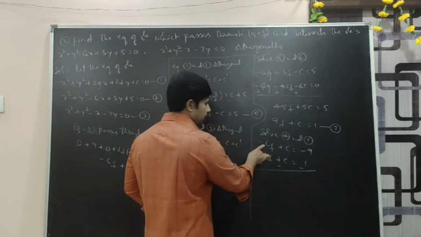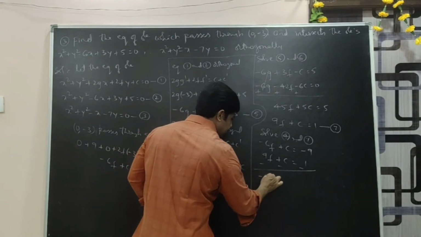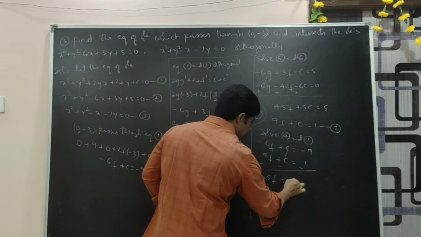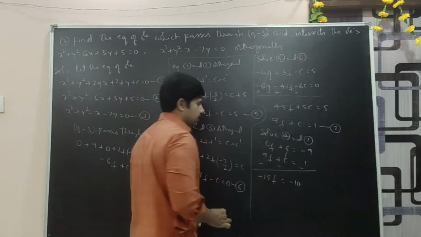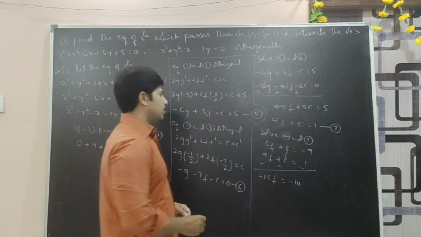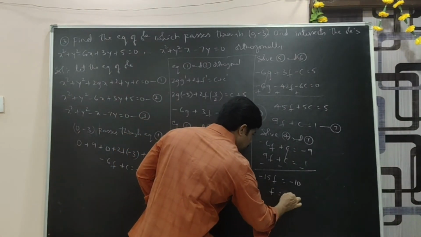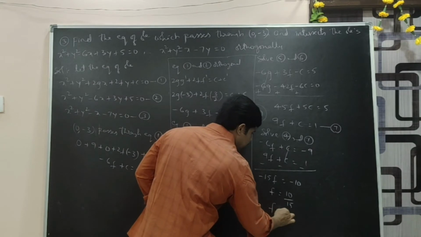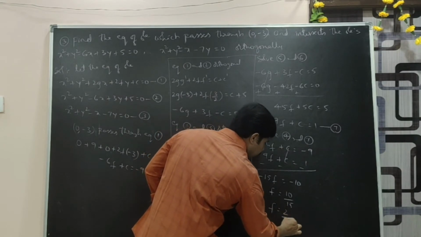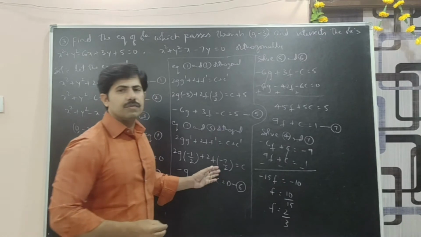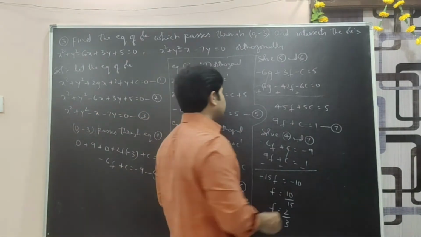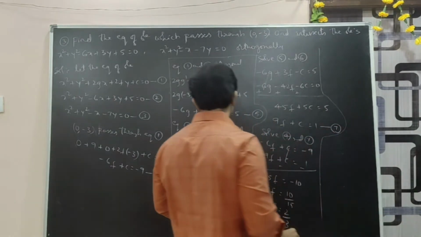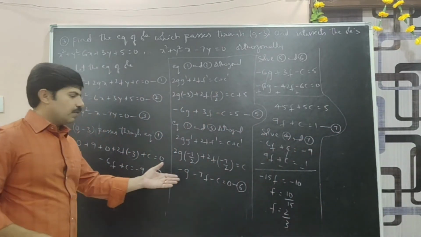So minus 6f minus 9f is minus 15f, plus c minus c cancels, is equal to minus 10. Now we'll get f value. So what is f value? It is 10 by 15. So f is equal to, 5 2s are 10, 5 3s are 15. So we got f value as 2 by 3. After getting f value, we can find out g value and c value also.